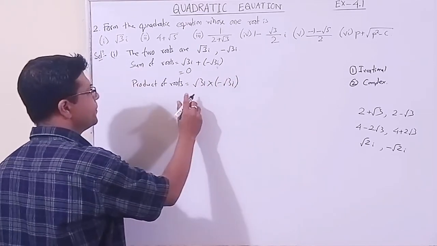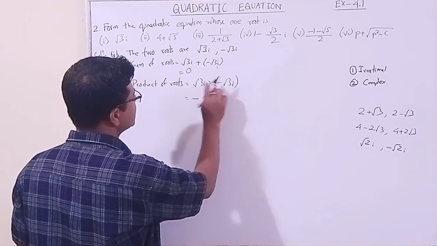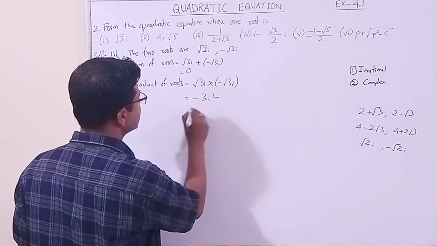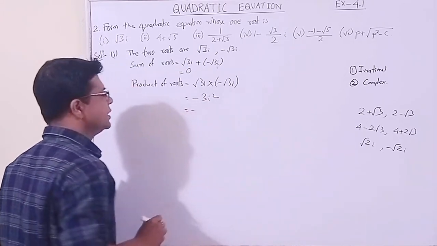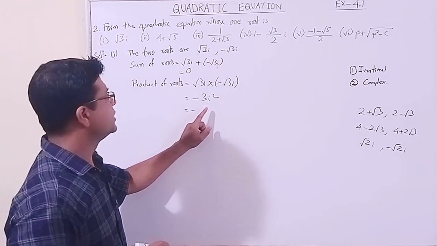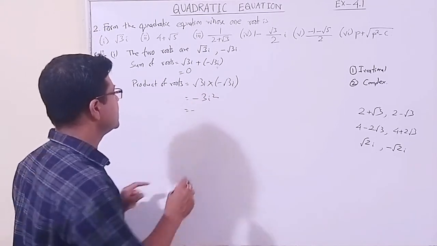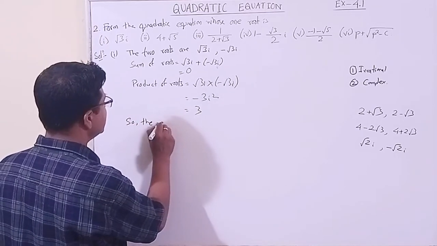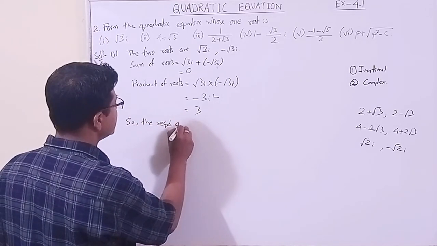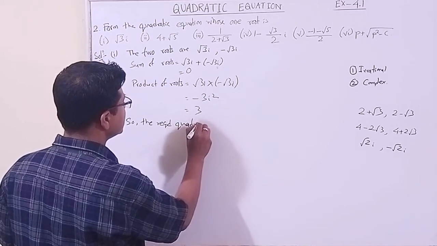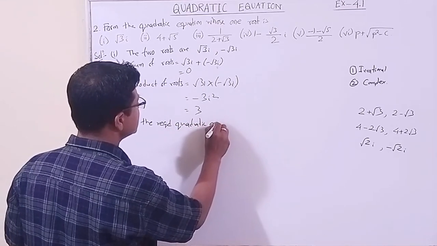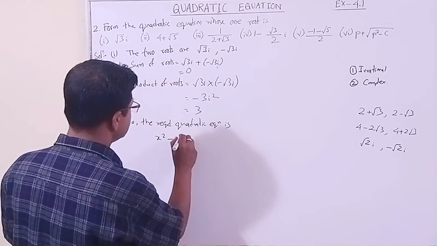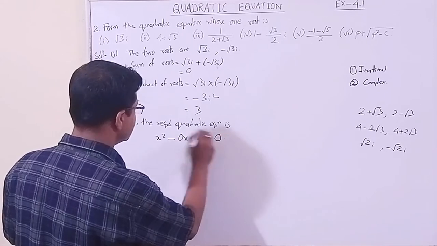So this is minus, plus into minus is minus, root 3 into root 3 is 3, i into i is i square, minus. Okay, now you see here, what is the value of i square? i square is minus 1. Minus 1 into minus 3 is plus 3. So the required quadratic equation is x square minus sum of the zeros into x plus product of the zeros. Directly we are writing here.